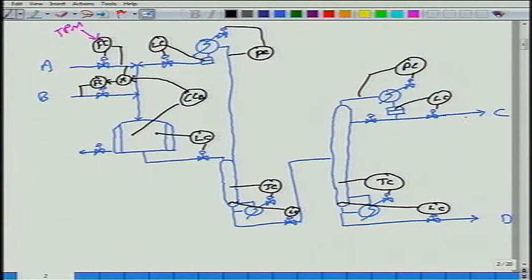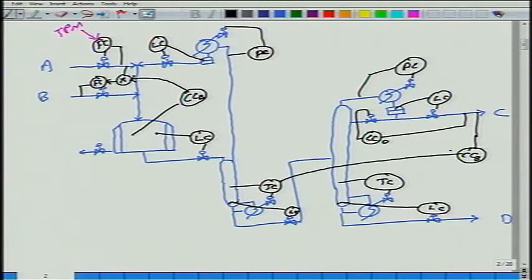temperature control this way, composition control of D impurity this way, composition control of B impurity this way. And this set point would be what? 0.1 minus whatever this set point is. Yes or no? Everything is done. Is there some level that is floating around? No. Of course, there is a temperature controller here. So, all valves are taken care of, right?